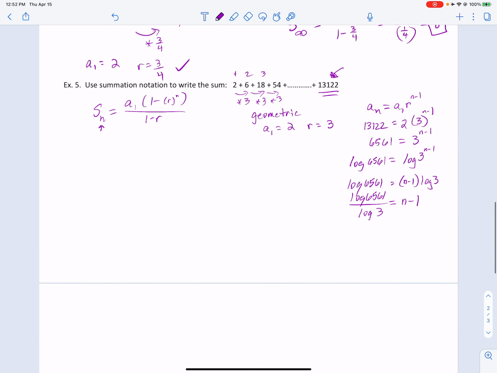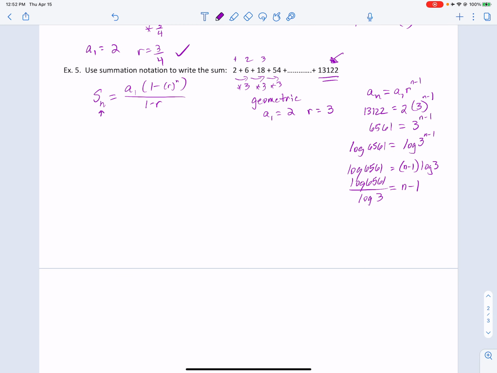And then you're going to need to put that into your calculator and calculate the log of 6,561 divided by log of 3. It comes out to 8. And then add your 1, and n is 9. So this term is a sub 9. It's when n is 9. So we want the sum of the first 9 terms. Notice it only took the 9th term, that's only 9 terms, and you're already at 13,122.